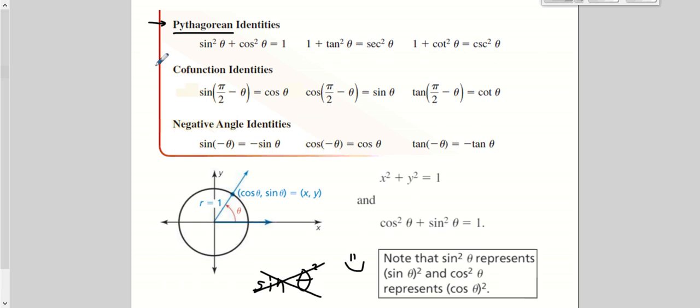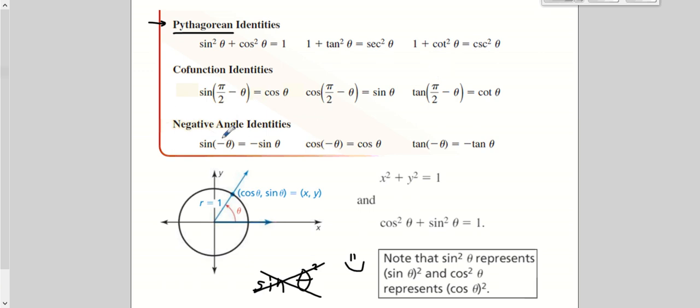Cofunction identities. If you take a sine graph and you shift it pi over 2, it looks just like a cosine graph. And the sine of pi over 2 minus theta is equal to the cosine of theta. Cosine of pi over 2 minus theta is equal to sine theta. Tangent of pi over 2 minus theta is cotangent theta.